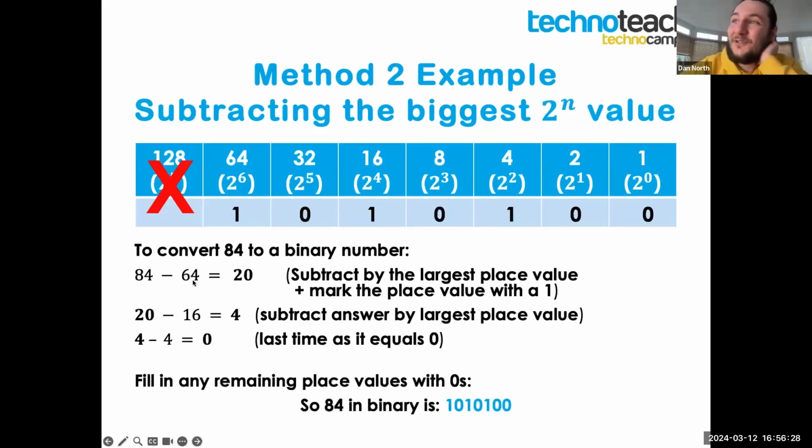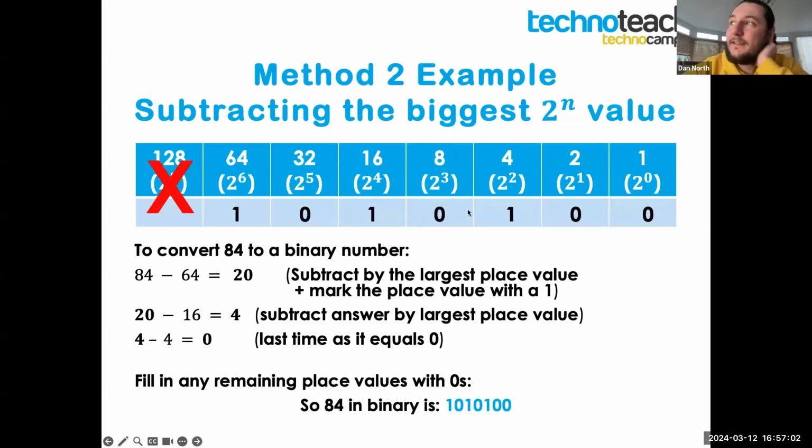So just to say that once again, we start with 84. We can't subtract 128 from 84. Can we subtract 64? Yes, we can. So we put a 1 in the 64's column and we subtract. That gives us 20 remaining. Then we say, can we subtract 32 from 20? No, we can't, so it gets a 0. What about 16? Yes, we can subtract 16 from 20. That gets us 4 remaining.